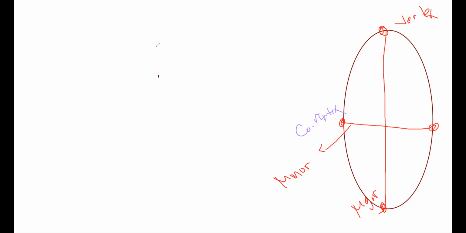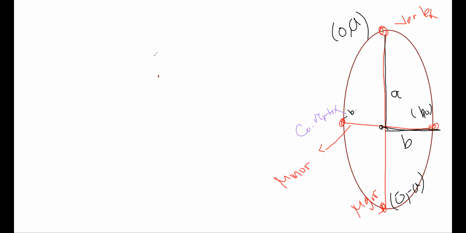Now, as I told you also, A is the distance from the center to the vertex. This is a distance A. So the coordinates here will be (0, A), and down it will be (0, negative A). And the distance here is B. So the coordinates here are (B, 0) and (negative B, 0).